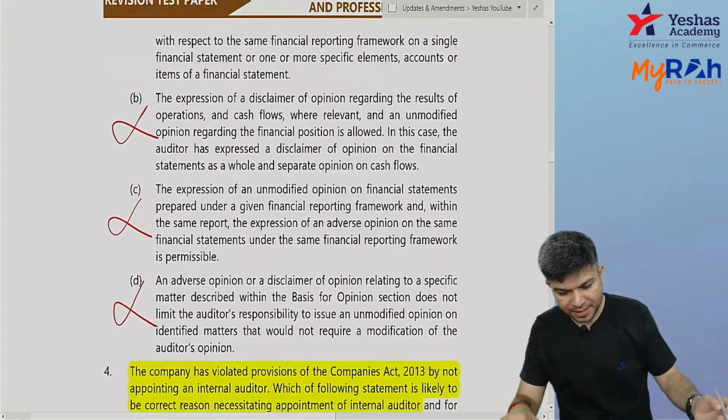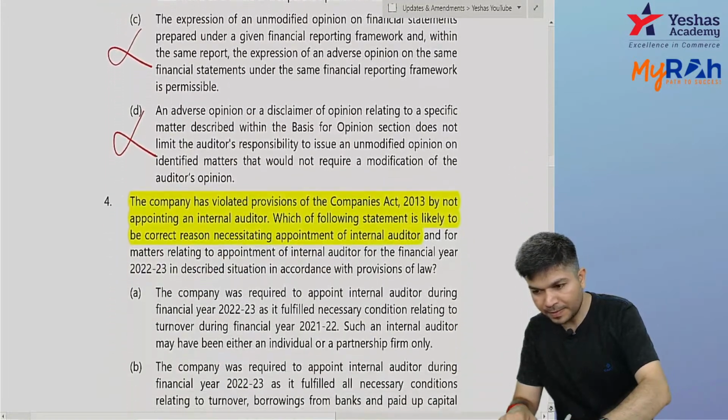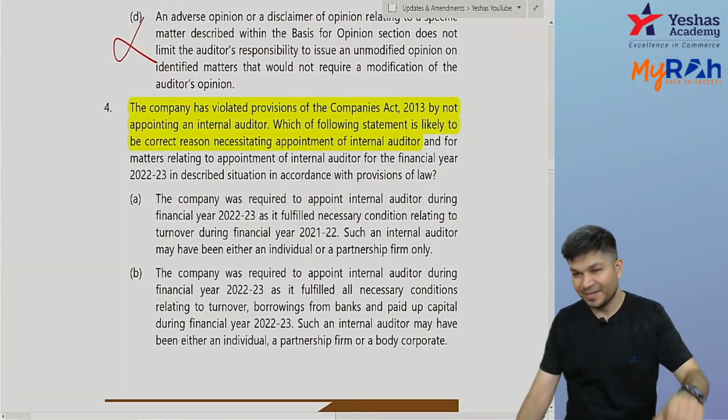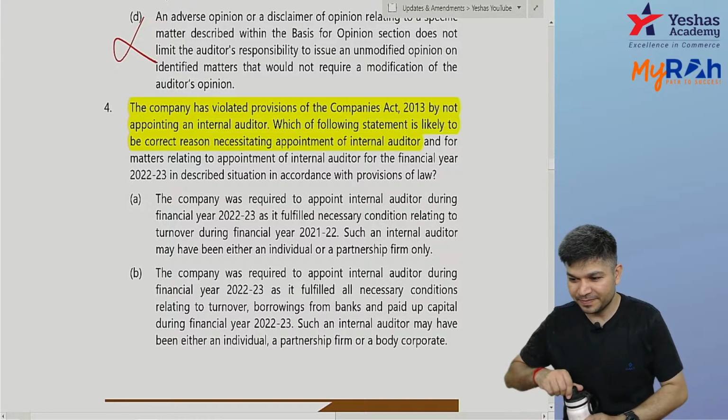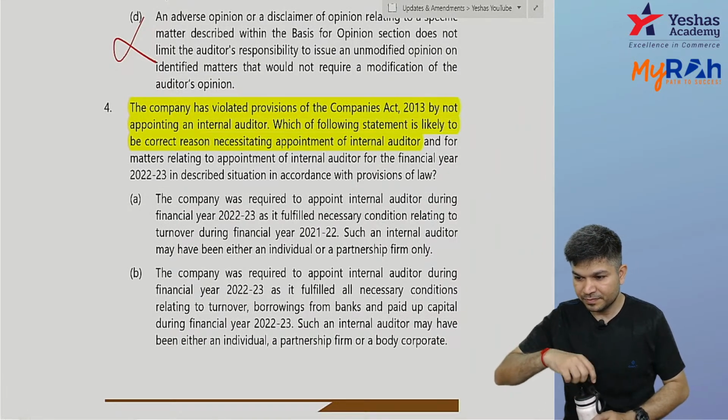Okay. Next, going to the fourth one. Now this is a bit tricky. Fourth one is a bit tricky. Pay attention properly.